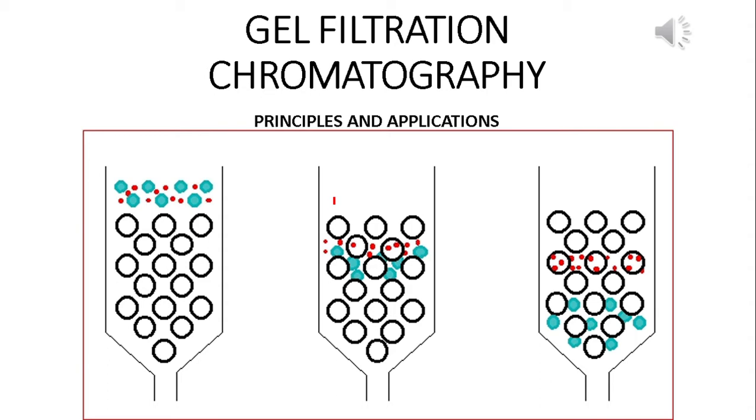Any component which is small enough to be trapped into the pores will get trapped there and they move very slowly, while those components of the mixture which are large enough to escape from being trapped into the pore, they move downwards and they are eluted. That means they come out of the column first.